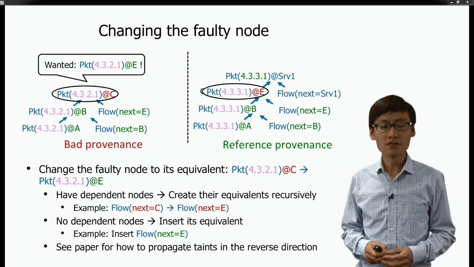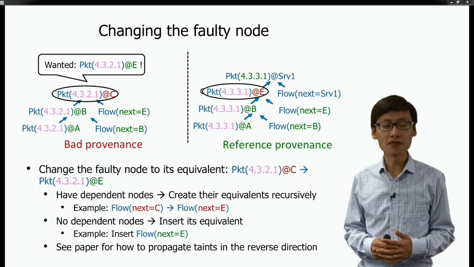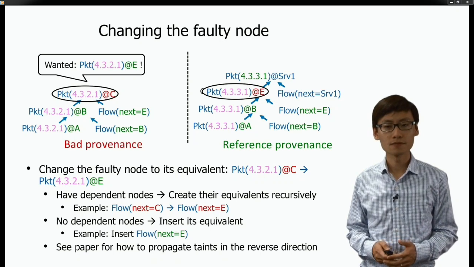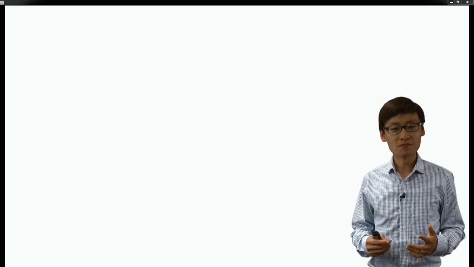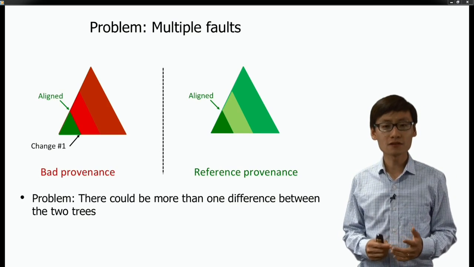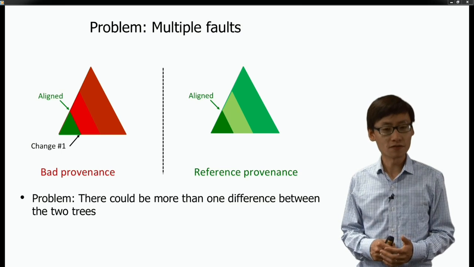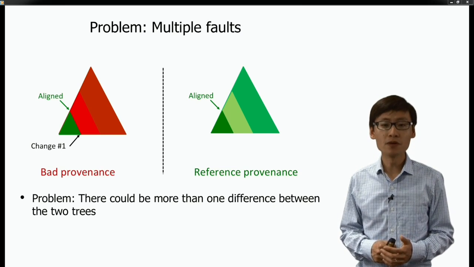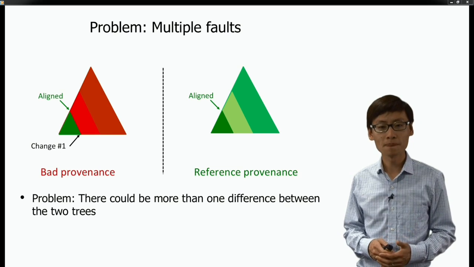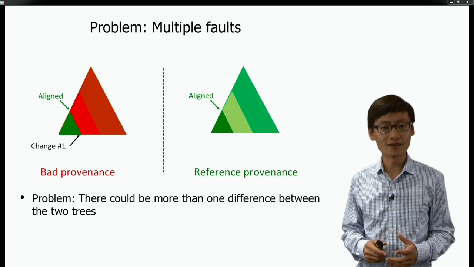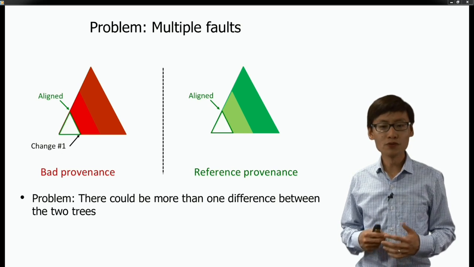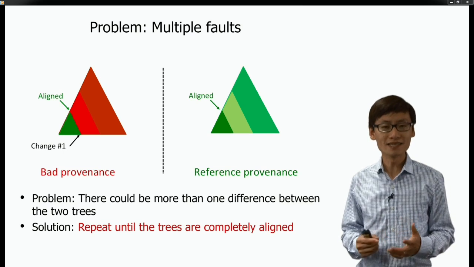And more generally, this requires propagating taints in the reverse direction, and I encourage you to read our paper for more detail. We're getting close to our final algorithm, but we still need to refine it one last time. The process I just described may only align part of the tree. The problem is that there could be more than one difference between the trees. For instance, in this example, only part of the trees are aligned. And the solution for this is to repeat the process until the trees are completely aligned.